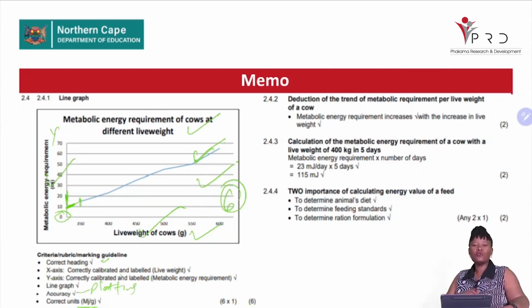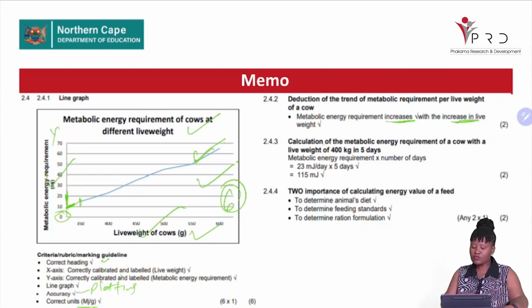Please make sure you always get that 6 marks, because it's a free mark. You are assessed on graphic skills. And then secondly, you'll be assessed on whether you are able to interpret what you have drawn or what you were working on. They use the trend of metabolic requirement per live weight of a cow. As I already indicated, metabolic energy requirement increases with the increase in live weight. As the metabolic rate increases, the live weight also increases.